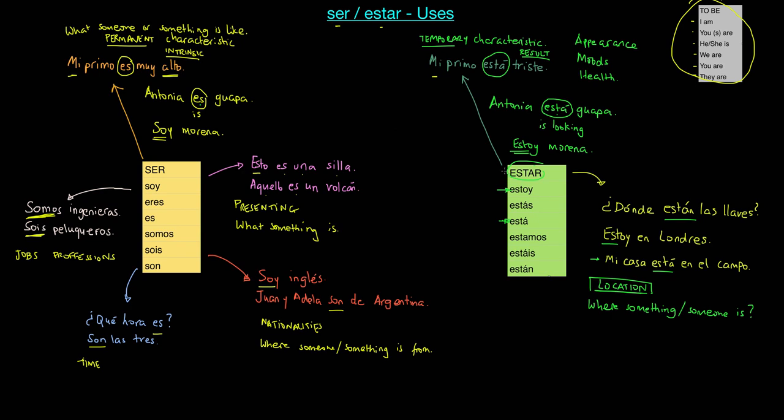Okay? So these are, I hope it sort of makes sense, the main uses of these 2 verbs, ser and estar. So from now on, every time you want to say that something is, someone is, you need to stop for a second and think, do I need ser or do I need estar? What am I saying about it? Am I describing the permanent characteristics of something? Use ser. Am I describing temporary characteristics? Use estar. Am I saying where something is? Use estar. Am I talking about jobs? Am I talking about times? I'm talking about nationalities. Am I presenting something? Use ser.